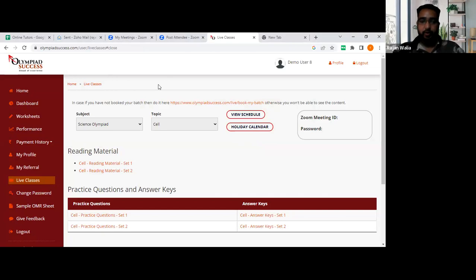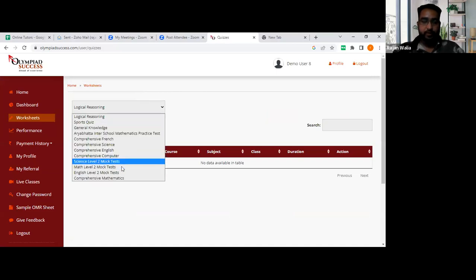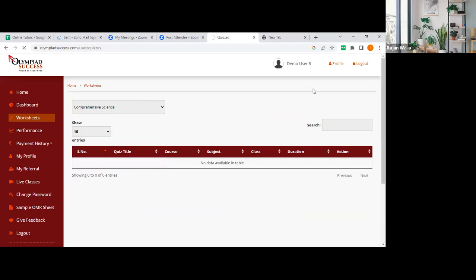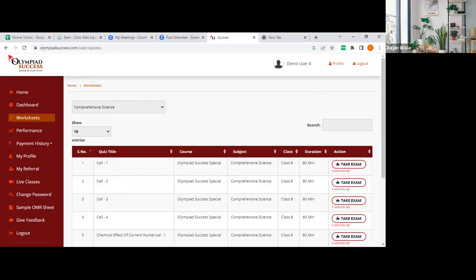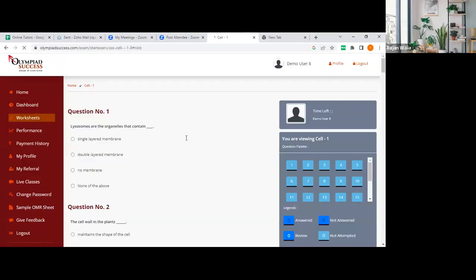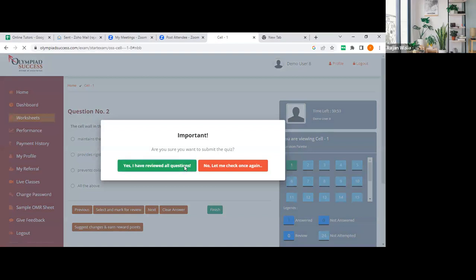test for science as well as for logical reasoning that you can access here in the worksheets. Let me show you. You need to choose a subject first. So in our case, it is science. And you can access logical reasoning as well. Just click on take exam. So these are all topic-wise mock tests. Click on start worksheet. And here you need to choose the correct option. Then just click on next for the next question. And once you complete it, just click on finish to submit.